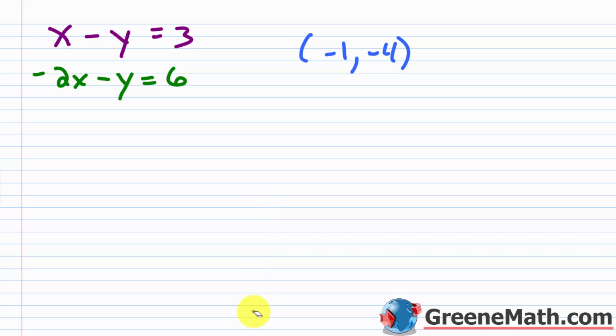Again, if you want to check, I highly recommend it when you start. -1 minus a -4, so +4 equals 3. Yeah, that works out. And then this one is -2 times -1, which is 2. And then minus a -4 is +4. Does that equal 6? Yes, it does. So that's the correct solution.